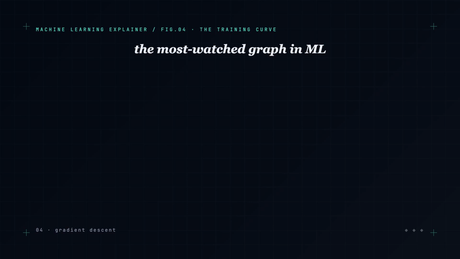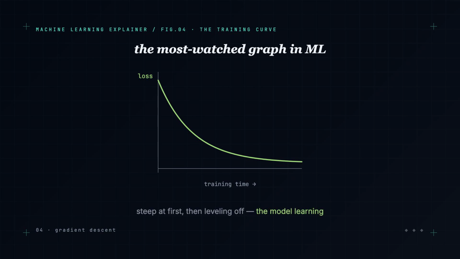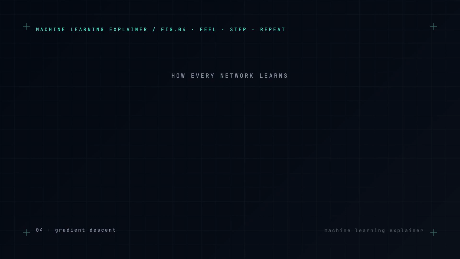And this is what it looks like from the outside. The training curve. Loss on the vertical axis, time on the horizontal. As gradient descent runs, that line falls steeply at first, then levels off as the model approaches the bottom of the bowl. This curve, sliding downward, is the single most watched graph in all of machine learning. It's the model learning in real time. So that's gradient descent. Feel the slope, step against it, repeat. It's how every neural network on Earth actually learns.